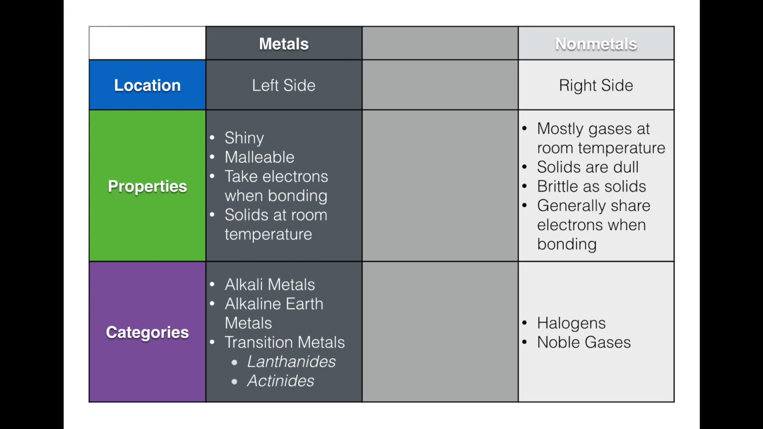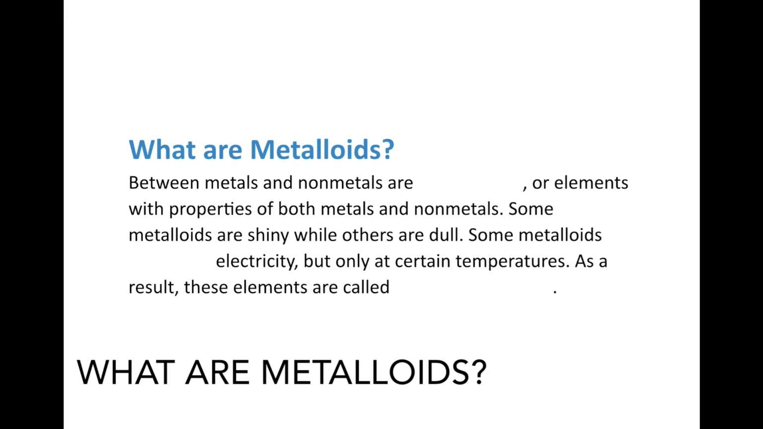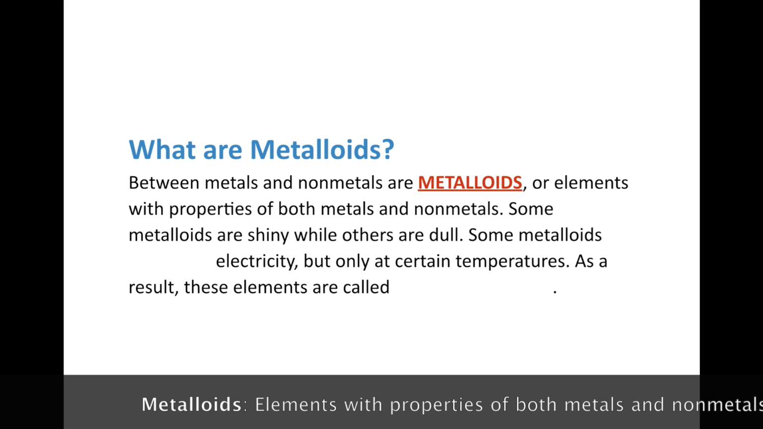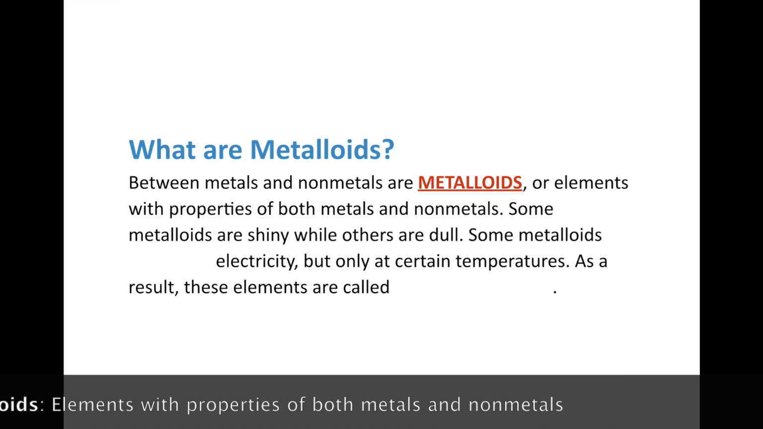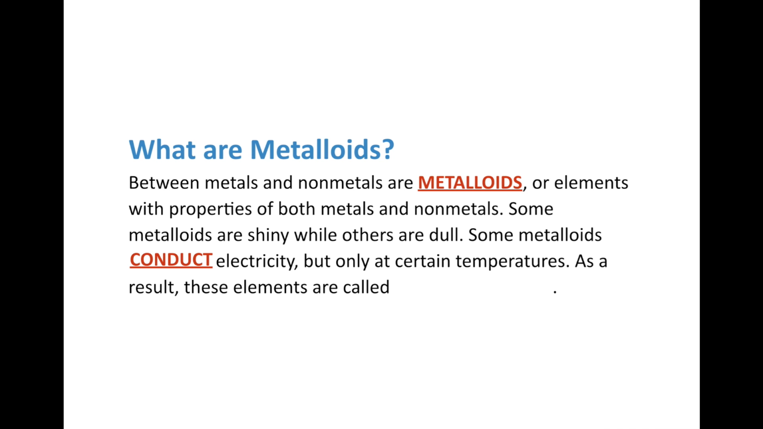So you might be looking and you say, okay, Mr. Kine, we have left side, right side, we have stuff in the middle. Well, what do you mean by that? Well, we're talking about metalloids, okay? Between metals and nonmetals, like I said, are metalloids. And metalloids are just elements with properties of both metals and nonmetals. They're kind of a mixture of both. Some are shiny while other ones are dull, so it's kind of a mix between the two. Some metalloids will conduct electricity, but only at certain temperatures. Other times they won't conduct electricity. As a result, because they only conduct electricity at certain times, we call them semiconductors. Silicon would be a great example of a metalloid.